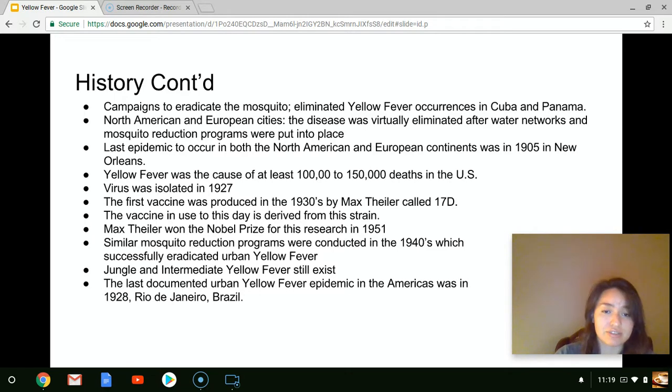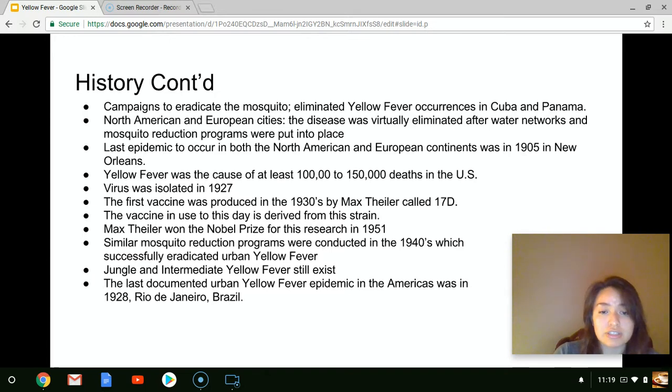Max Theiler was the first. He was the one to produce the first vaccine for yellow fever, and that strain is still in use to this day, so it hasn't changed. It's the same vaccine that we use, and he won the Nobel Prize for that research.